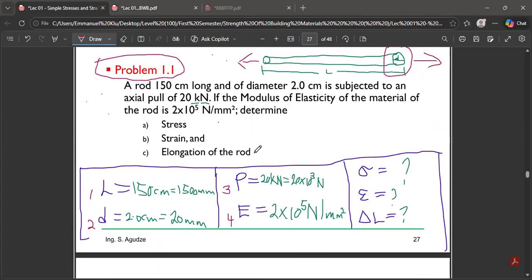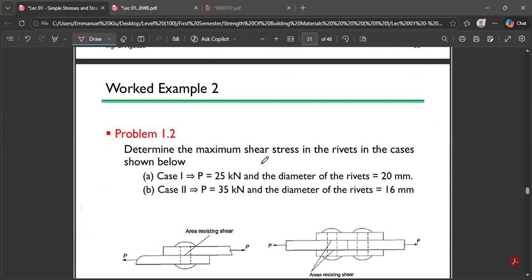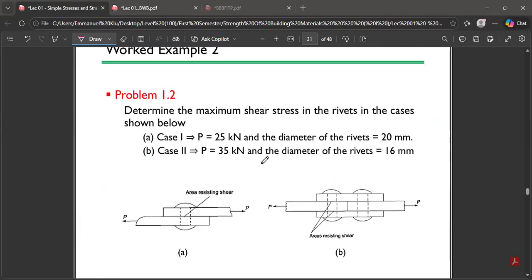So let's come to our question. Let's come to our question two. Question two, can anyone read the question for me? And let's quickly analyze this question together.